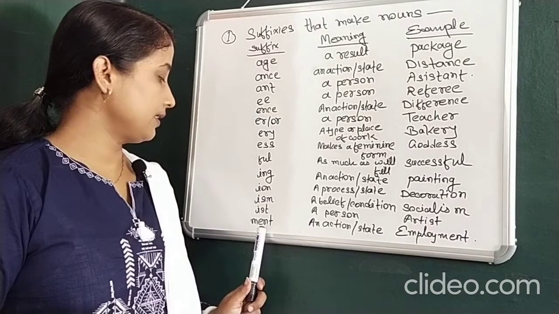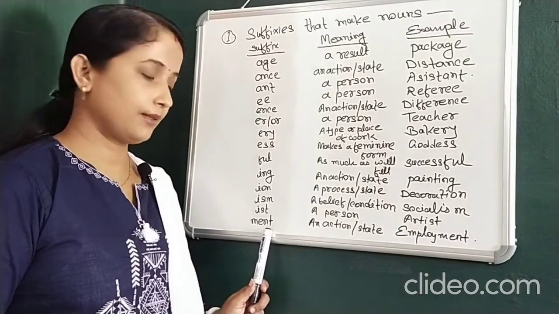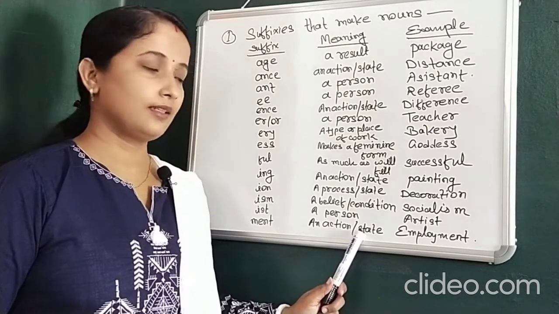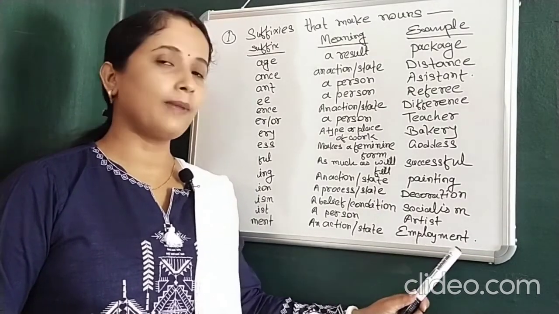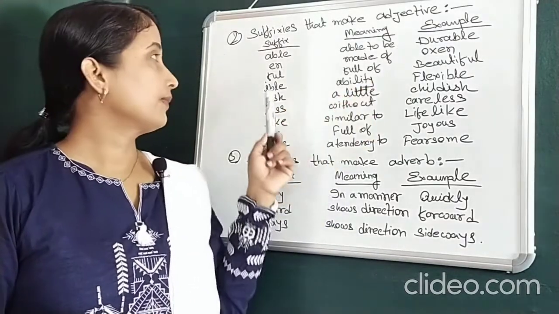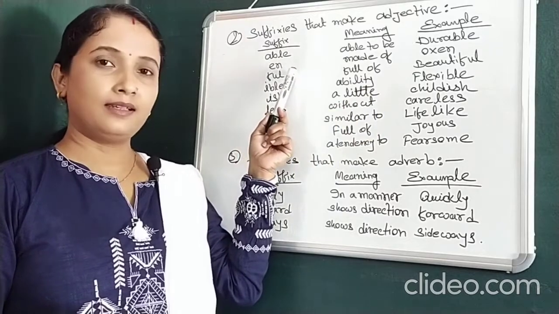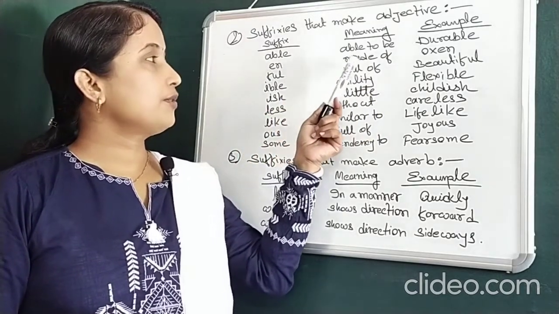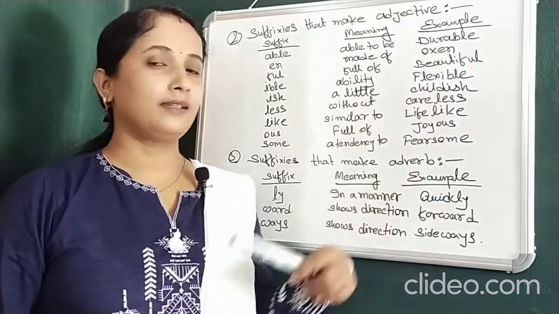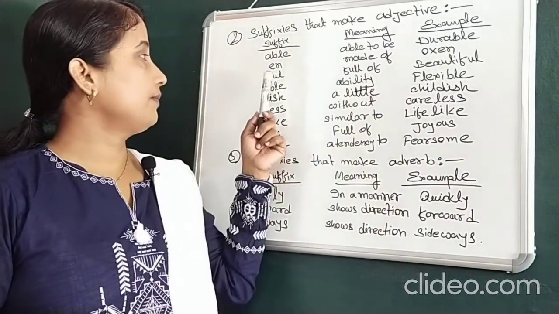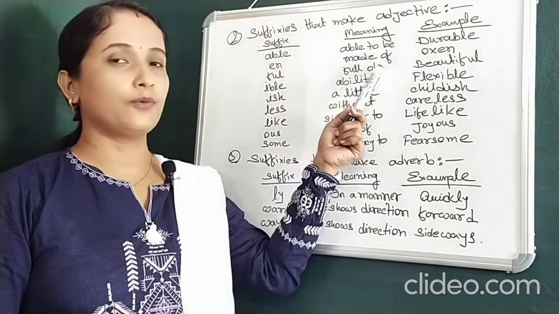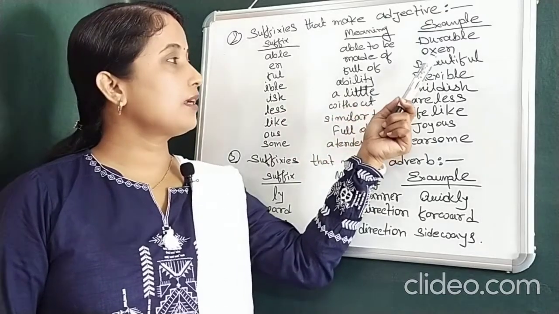Next suffix is ment. It refers to an action or state. An example is employment. Suffixes that make adjectives. Suffix is able. It refers to able to be. An example is durable. Next suffix is en. It refers to made of. An example is oxen.